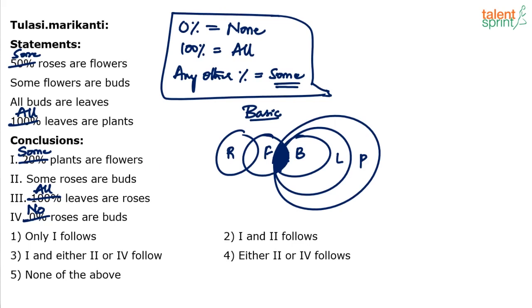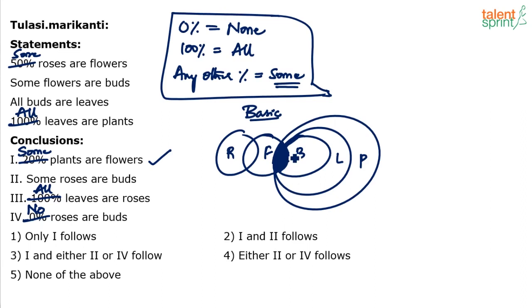So if a conclusion is true in the basic diagram, then you are supposed to check possible diagrams as well. Now there can be many types of possible diagrams. Do you really have to draw all the possible diagrams and verify? No, not really. With practice it becomes a lot easier. In fact, even without drawing the possible diagrams, you will be able to verify the conclusions easily. Like in this case, when it says some plants are flowers, I am 100% sure that it will always be true, not only in the basic diagram, but in any possible diagram that you draw.